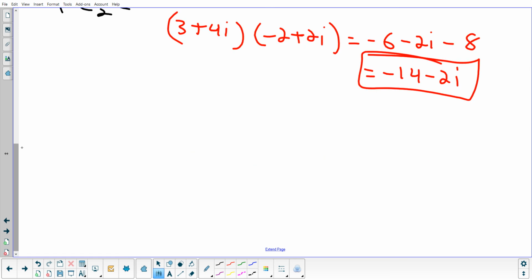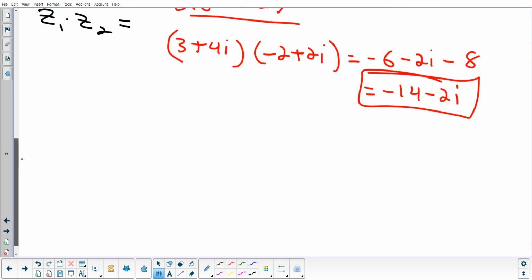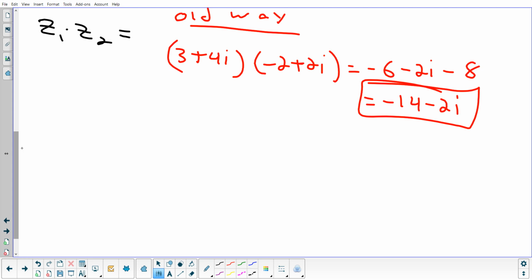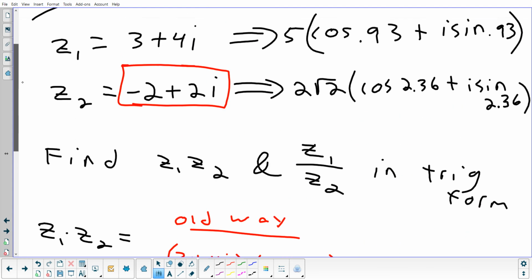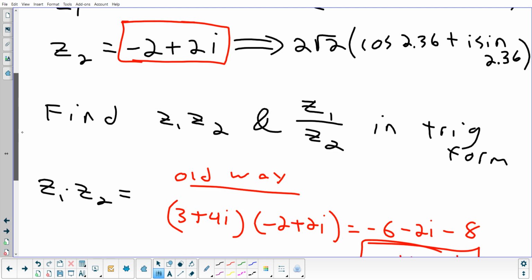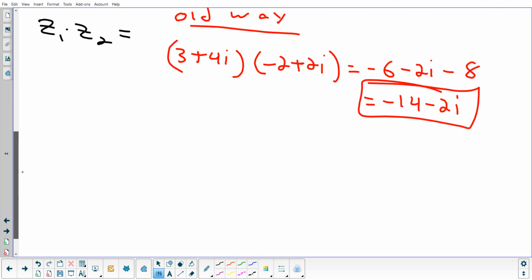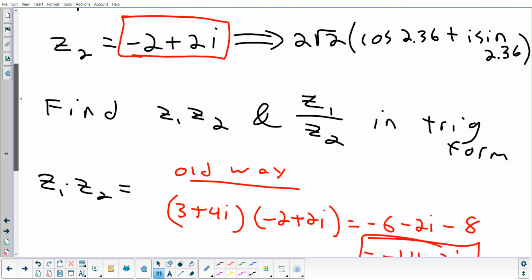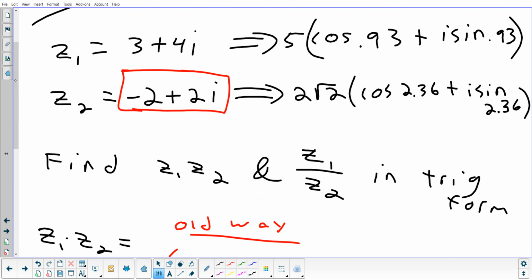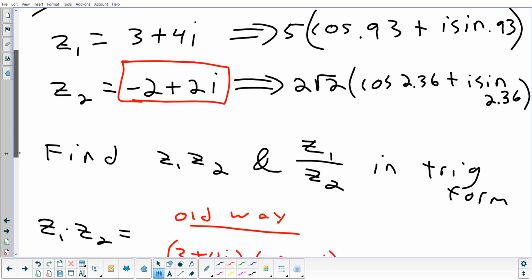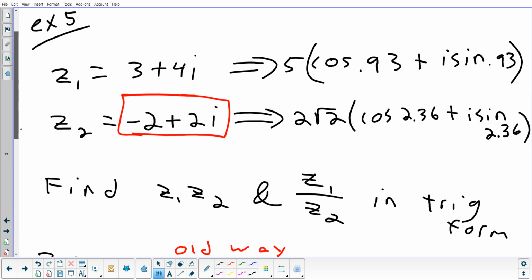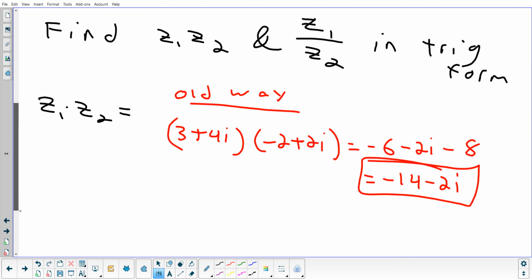Now, I could convert that to polar, because we're going to do the new way in polar. Right now, if we do the new way, the answer is going to be in polar, and the old way, it's in rectangular. So, actually, we'll do it in polar this way, and then I'll show you how you can check your answer. It should come out to negative 14 minus 2i.